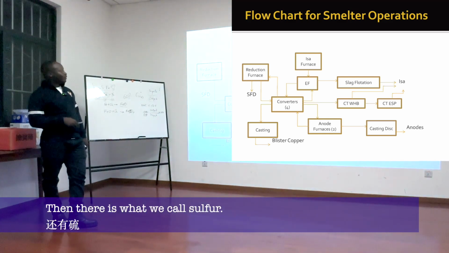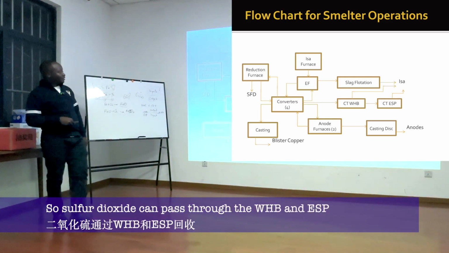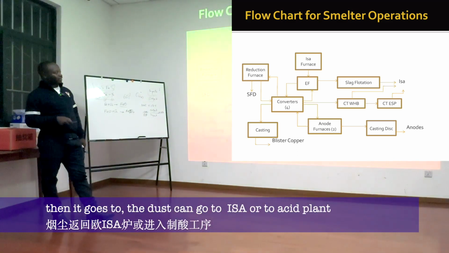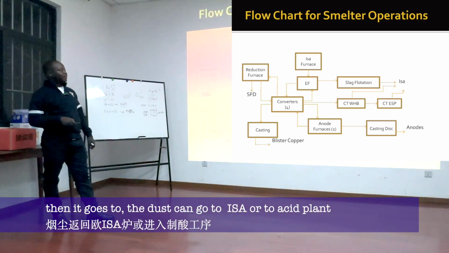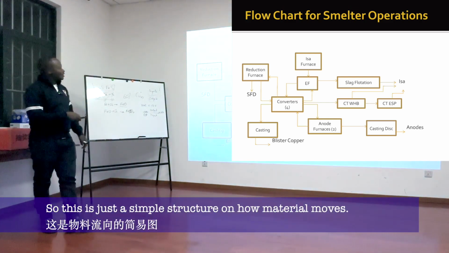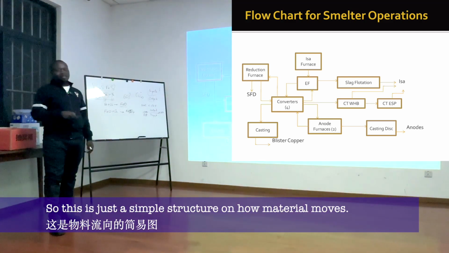Then there is what we call sulfur. The sulfur dioxide can pass through the WHB and ESP, then the dust can go to ISA or to the acid plant, and the off gas will go to the acid plant for acid production. So this is just a simple structure of how material moves.